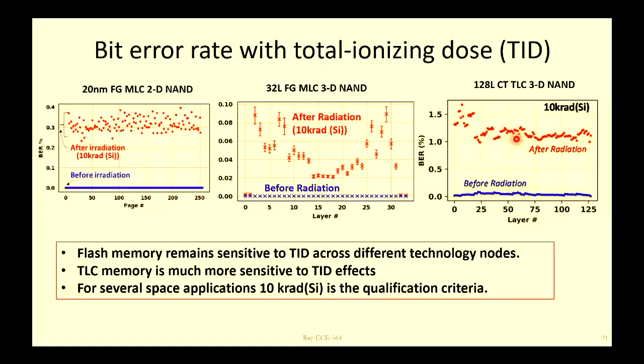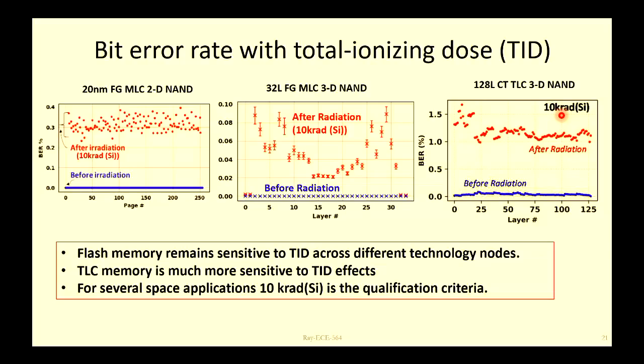Questions? Yes, this is just to show different layers, because we're talking about 3D NAND. 3D NAND has a number of layers. So this is a 32 layer chip. This is a 128 layer chip. So you can find which layer is more vulnerable than others. But overall, just to give you a number, 10 kilorad is more than enough to corrupt data in flash memory if you don't do anything else.